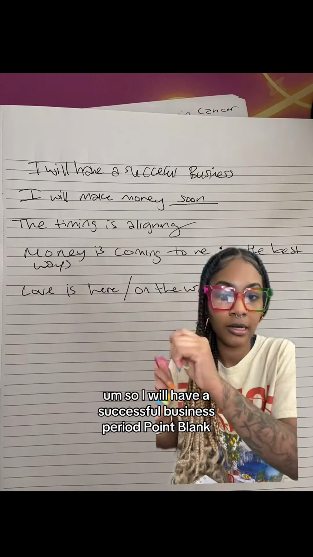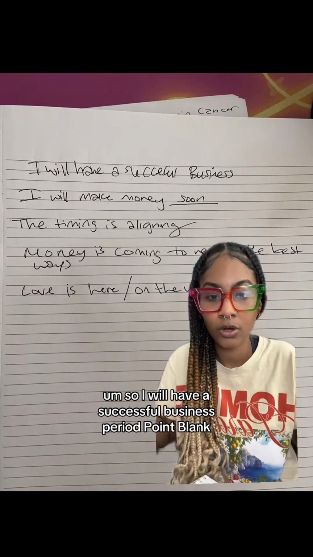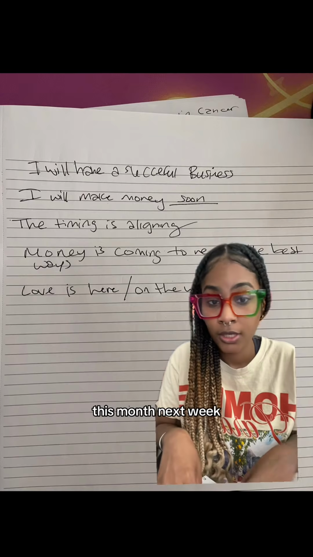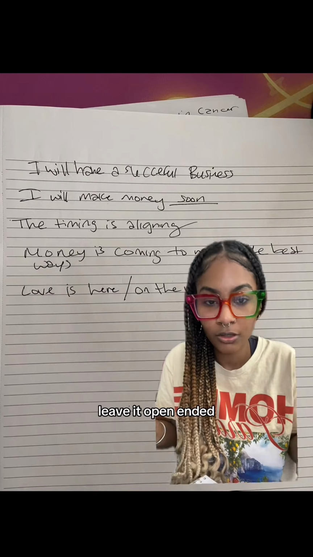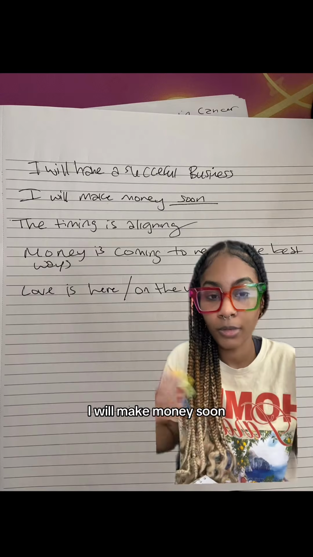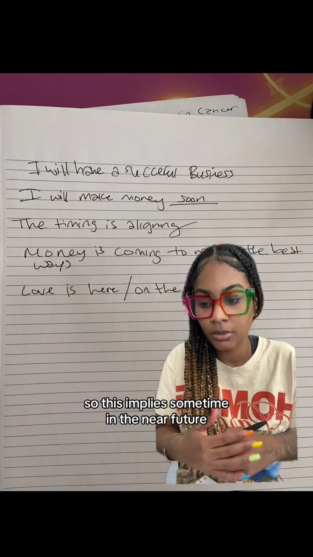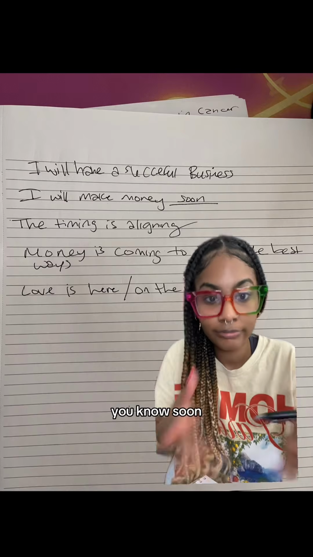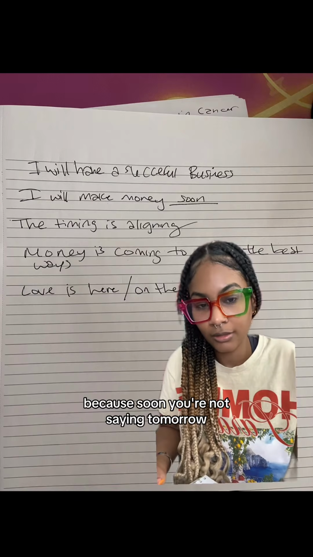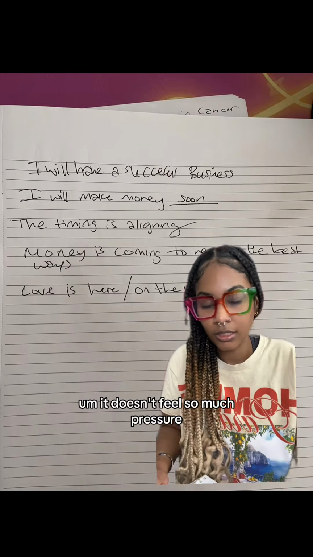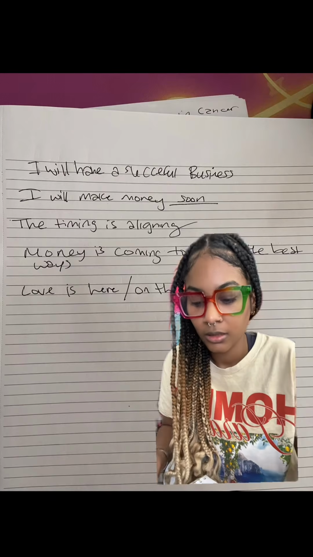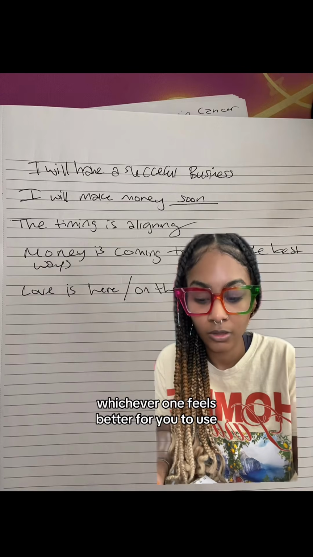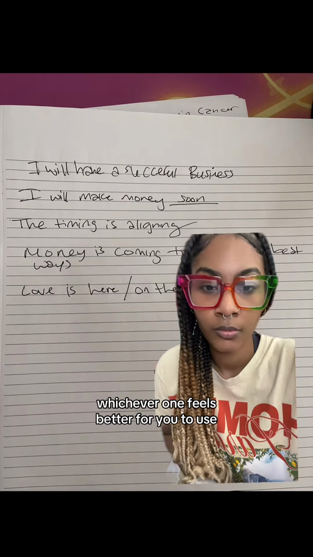So I will have a successful business, period, point blank. You're not saying I will have a successful business this year, this month, next week. Leave it open-ended. I will make money soon. So this implies sometime in the near future, soon, just soon. You're not saying tomorrow. And it doesn't feel so much pressure. The timing is aligning, or the time has aligned, whichever one feels better for you to use.